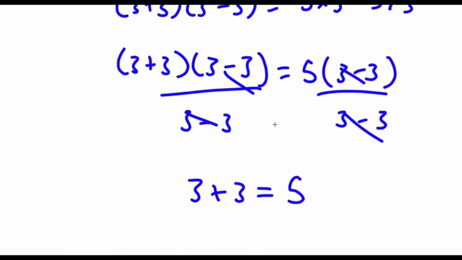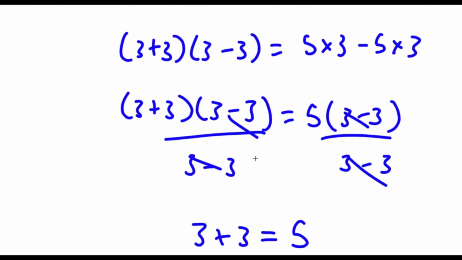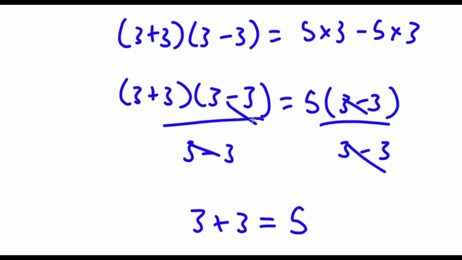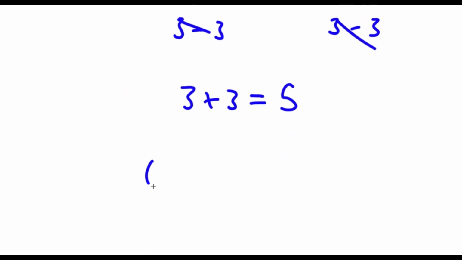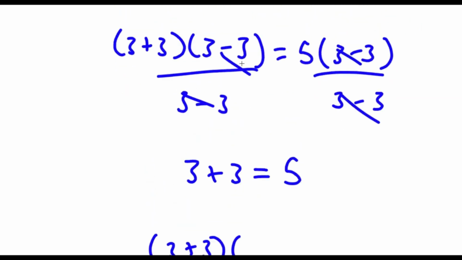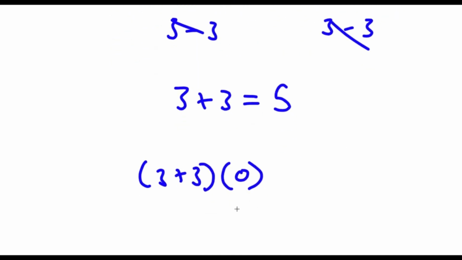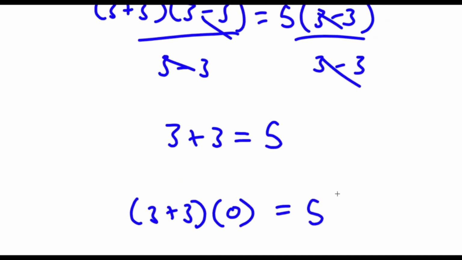So if you're wondering how this is actually wrong, well, it's because of this step over here. I divided both sides by 3 minus 3. Well, what is 3 minus 3? 3 minus 3 is simply equal to 0. And if I come over here, I have 3 plus 3 times 3 minus 3, this is 0, is equal to 5 times 3 minus 3, which is 0 as well.